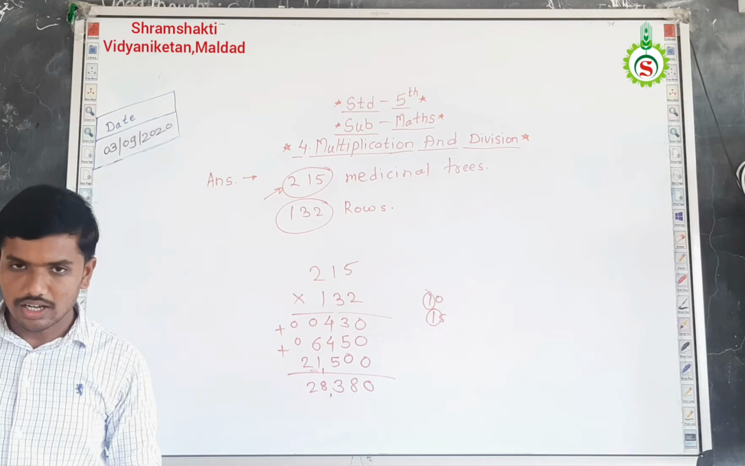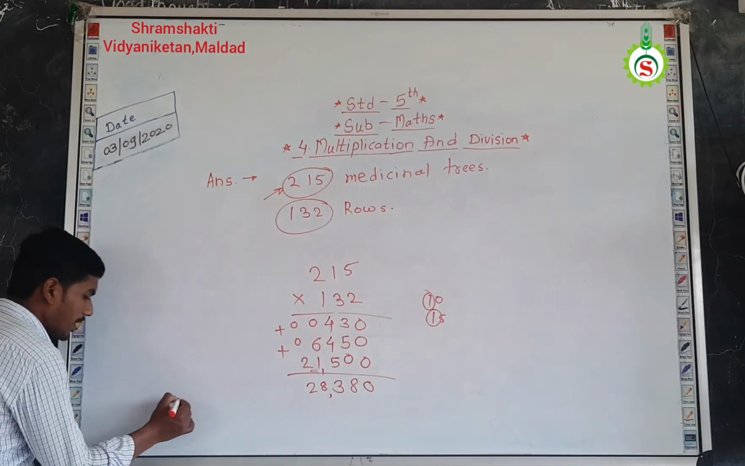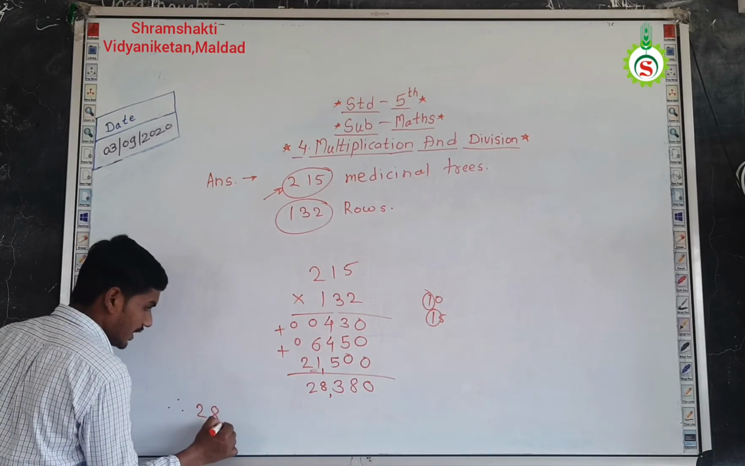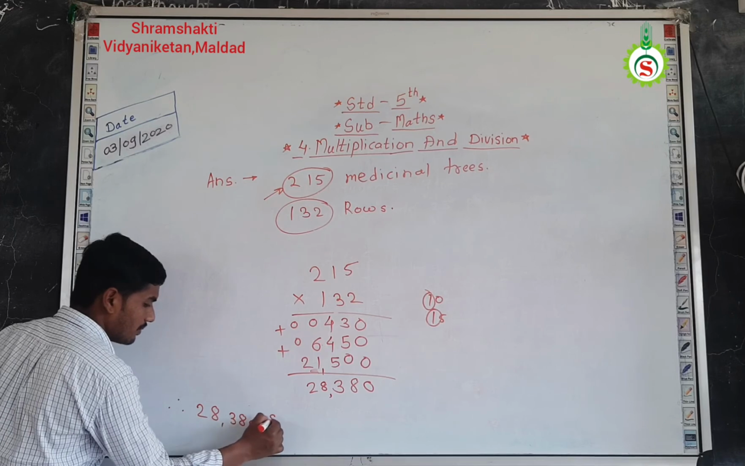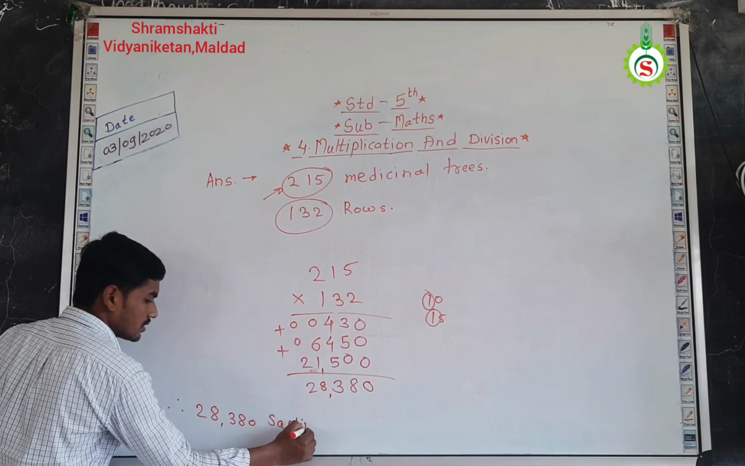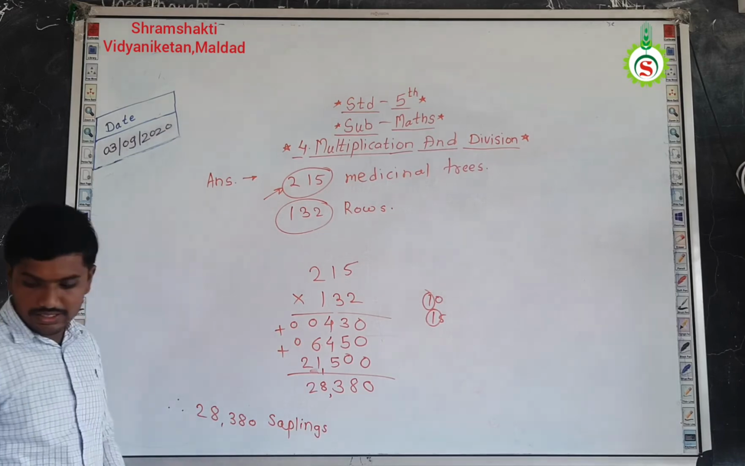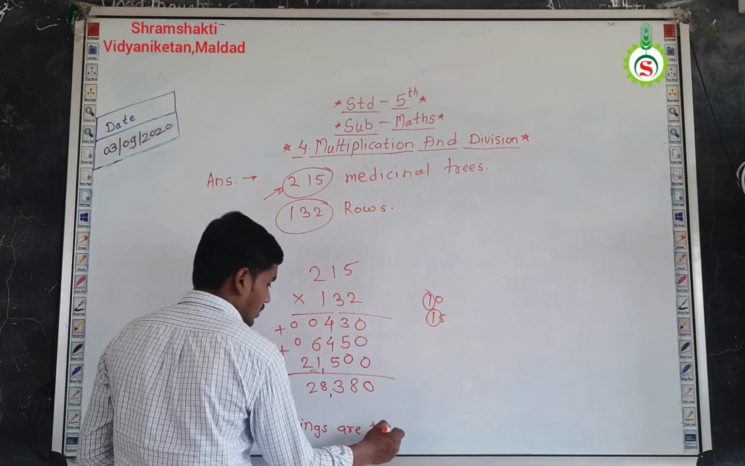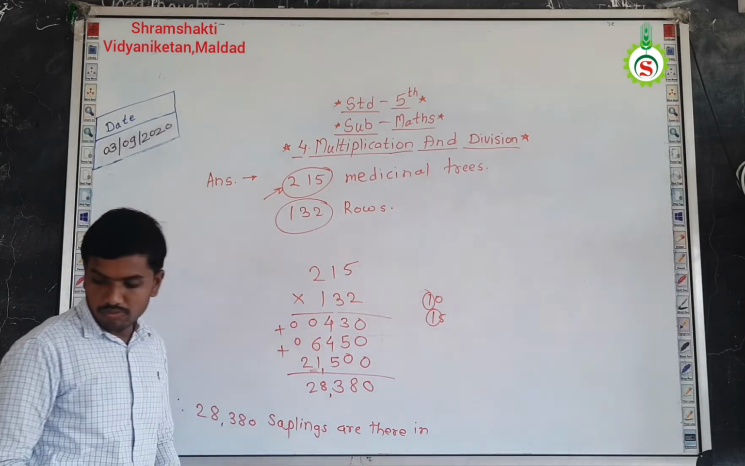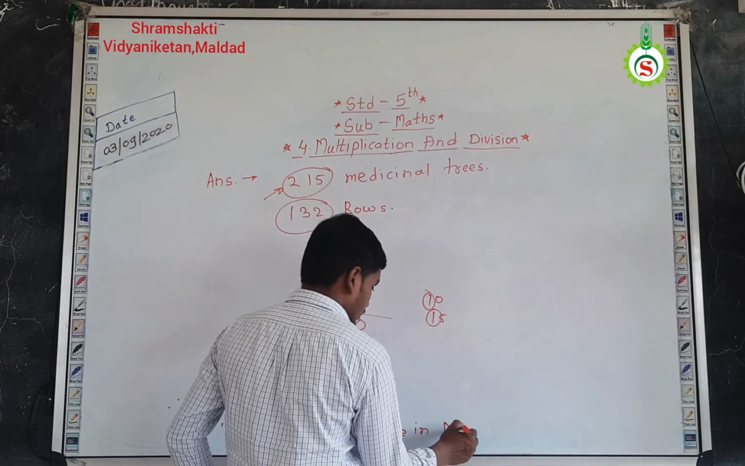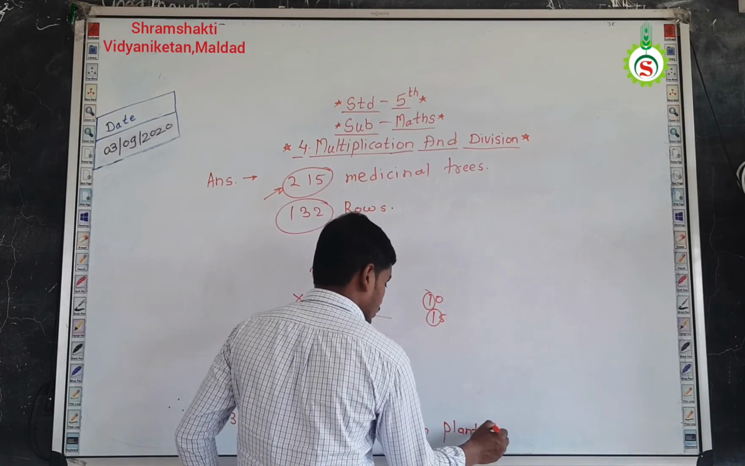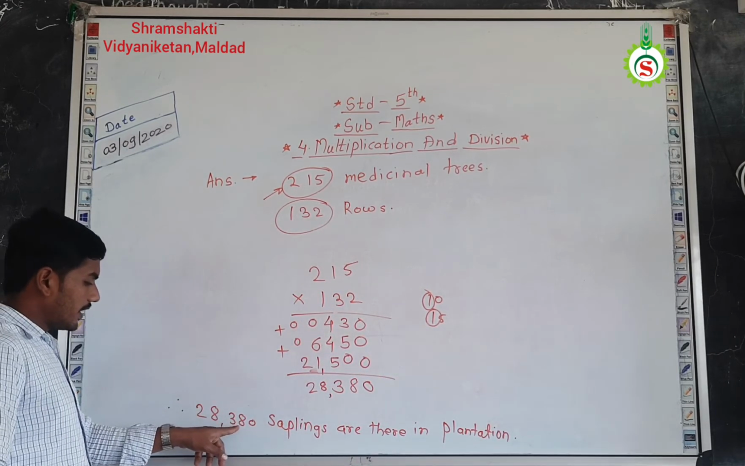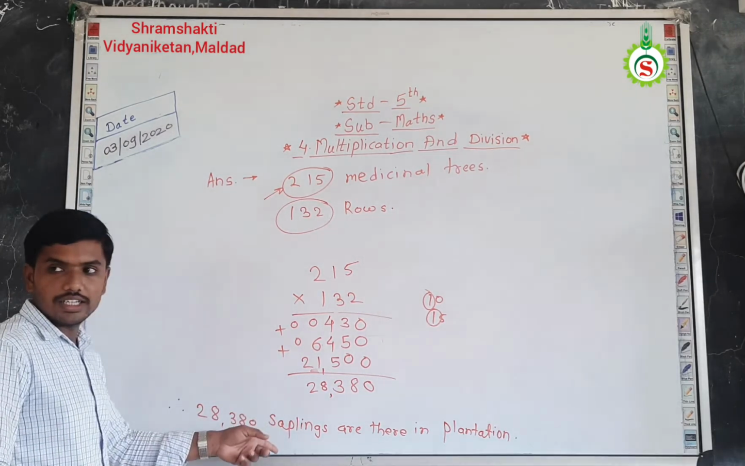Okay, so what they have asked: how many saplings are there in the plantation altogether? So instead of how many, I will write the answer because I have the answer. Therefore, 28,380 saplings are there in the plantation. Therefore, 28,380 saplings are there in the plantation.